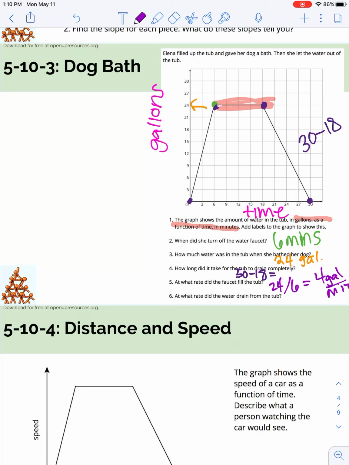And then you're going to do the same thing for number 6. So you're going to look and you're going to say, okay, 24 gallons drained in however many minutes you calculate that to be from number 4.